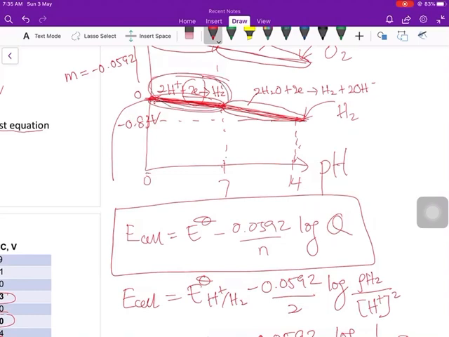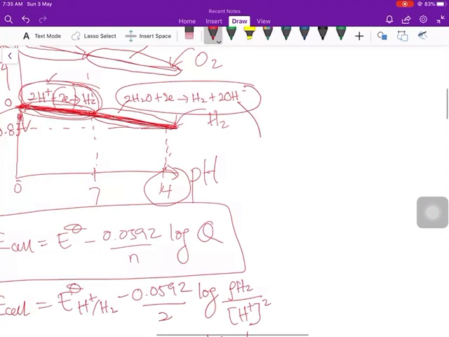From 0 to 7, you can use this Nernst equation to find the E cell here. And from 7 to 14, you can use this one. But if you use just one half-cell, you still can get this slope. Just remember to put pH from 0 to 14.